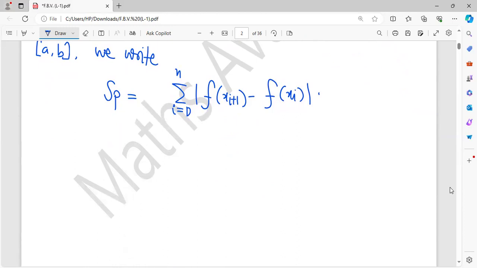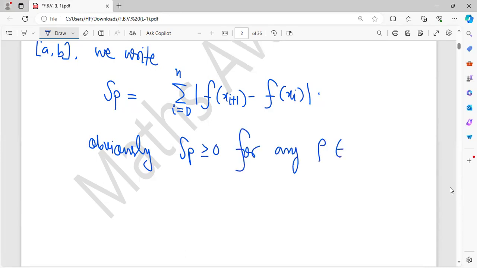So obviously note that S_P is greater than or equal to 0 for any partition P belonging to ρ[a, b], because we are saying that ρ[a, b] is the collection of all the partitions.